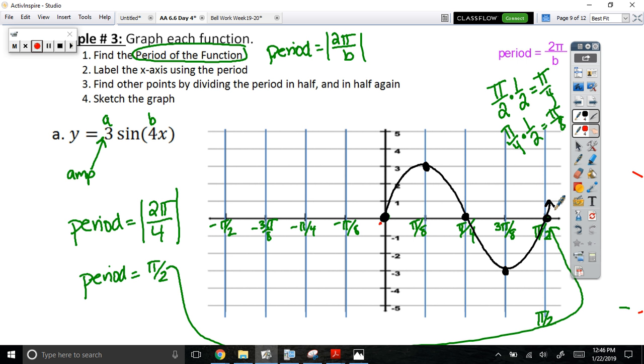Now, if you do this one on your graphing calculator, it's not going to look the same, because your graphing calculator always counts by pi halves, 3 pi halves, so on. So it will look different. Then on the other side, just do the reverse. So go down to negative 3, 0, positive 3, and 0.